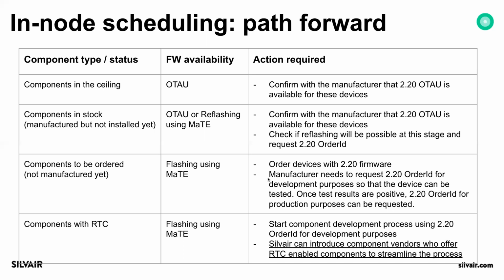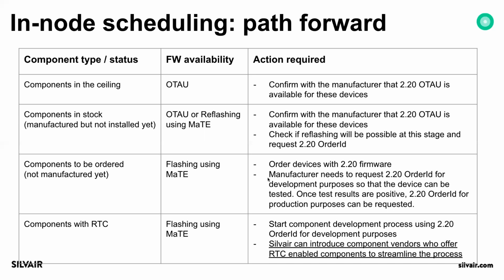If a component manufacturer is in charge of these devices, they still need to first request our development order ID to check whether everything works properly. Then, after performing some tests, they request the production version of our firmware, so the devices can be reflashed with it. That's our typical way, nothing unusual, of switching to a newer version of the firmware for particular devices when it comes to component manufacturers.